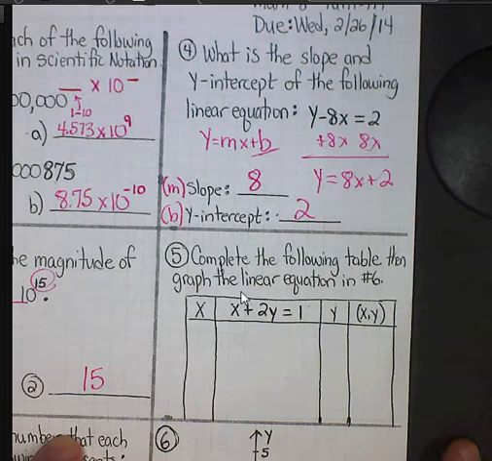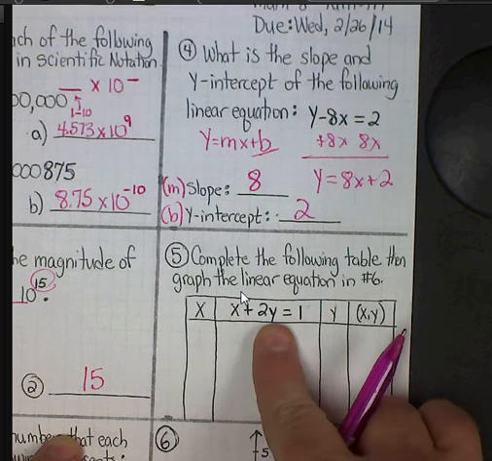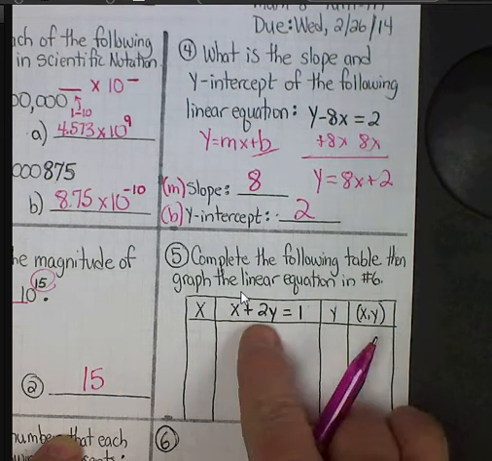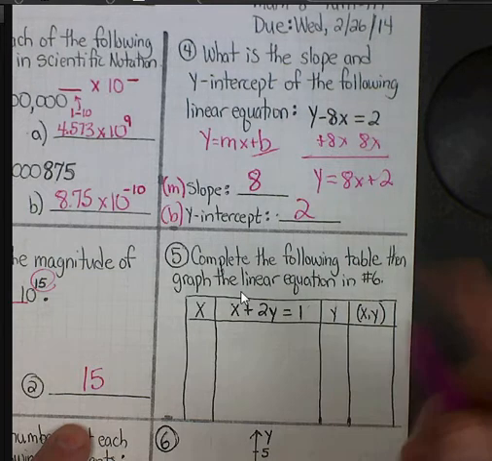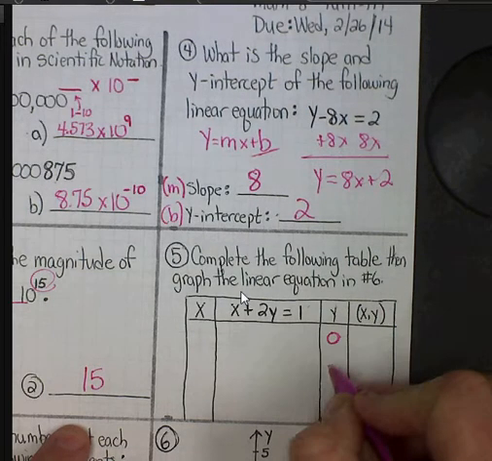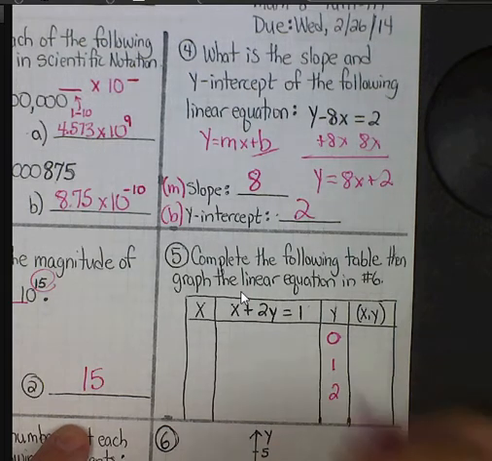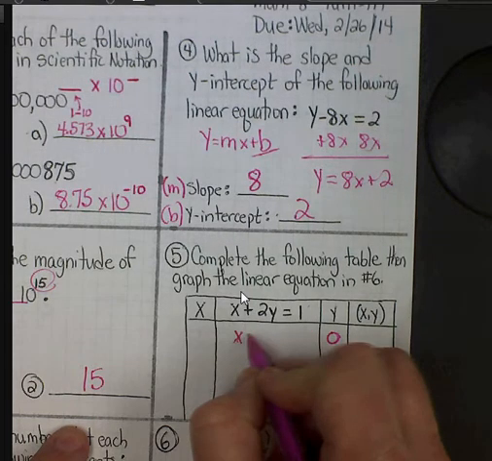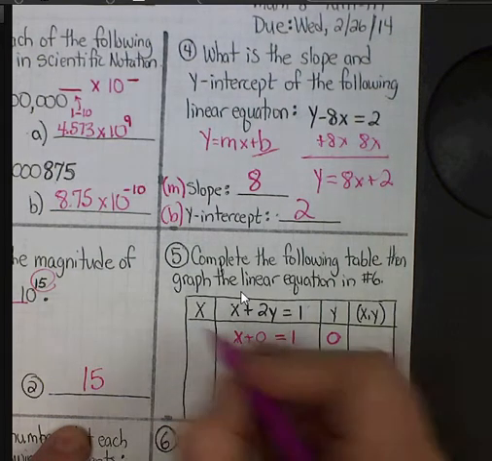Number 5, complete the following table, then graph the linear equation in 6. Well, number 5, I asked you to remember that if anything's happening to one of the variables besides multiplying by 1, you need to start to substitute in for that variable. So in this case, I'm going to substitute in for my y. I'm going to let y equal 0, 1, and then 2. And when I let y equal 0, I'm going to get x plus 0 is equal to 1. So that means x is equal to 1.